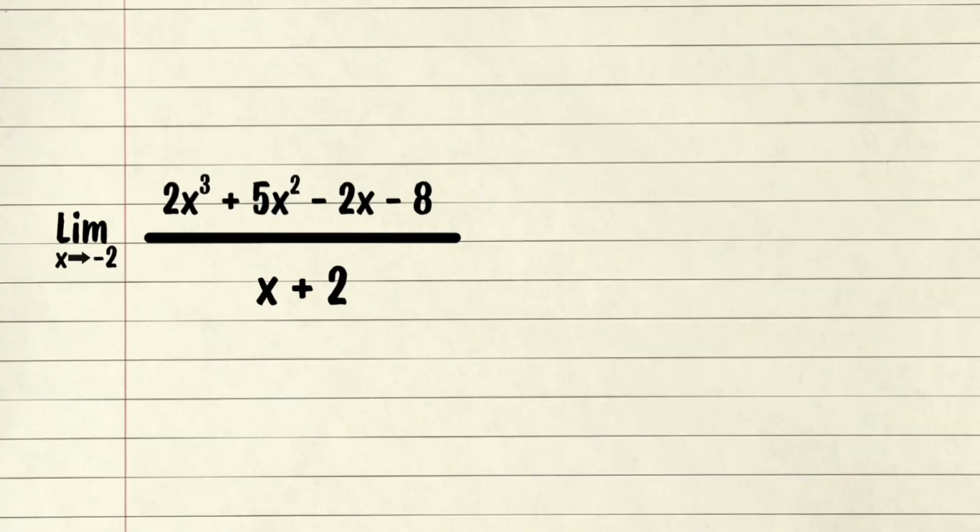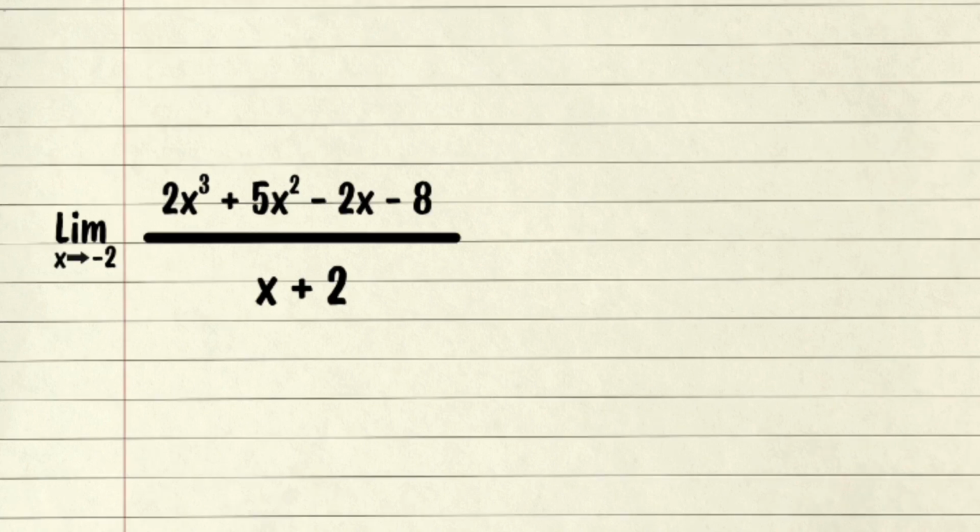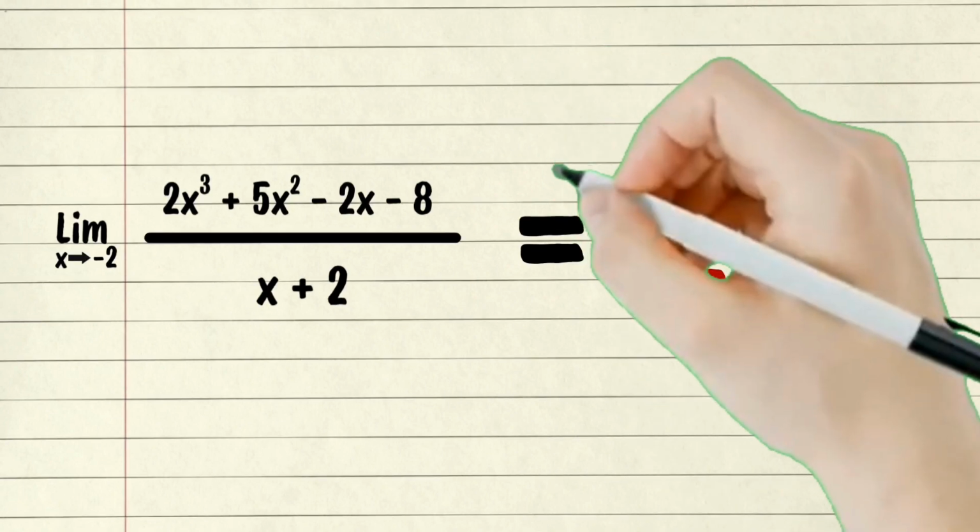So, to conclude, the limit of 2x cubed plus 5x squared minus 2x minus 8 over x plus 2 as x approaches negative 2 is 2.